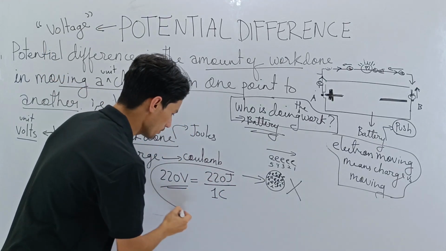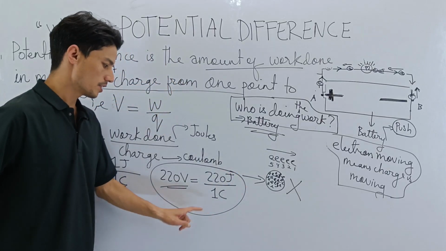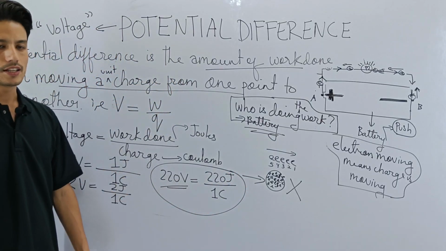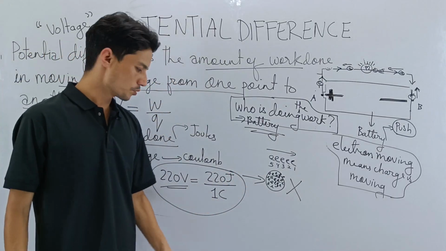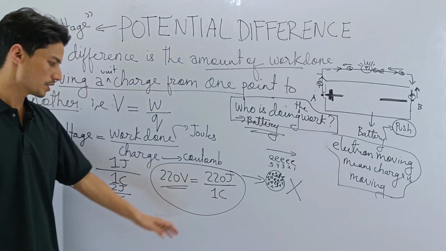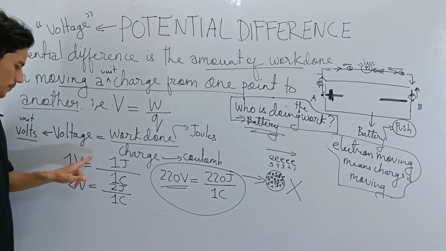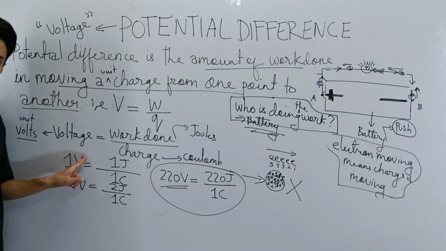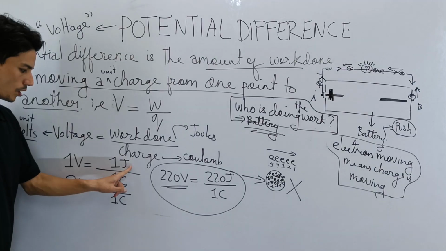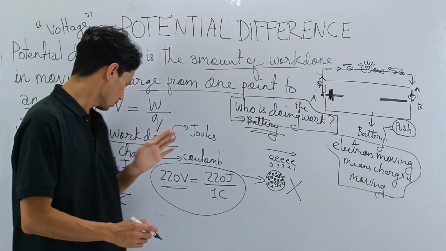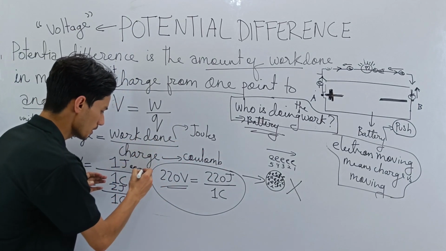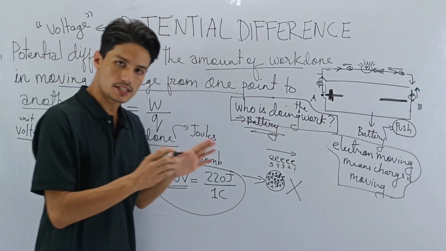You have to understand this, my dear students. If you don't understand this, then whatever we have discussed is useless. Let me tell you the meaning of this. Let's start from here: when I say potential difference is 1 volt, that means to move 1 coulomb of charge, 1 joule of work is done. Joule is energy, isn't it? Work done is energy only.